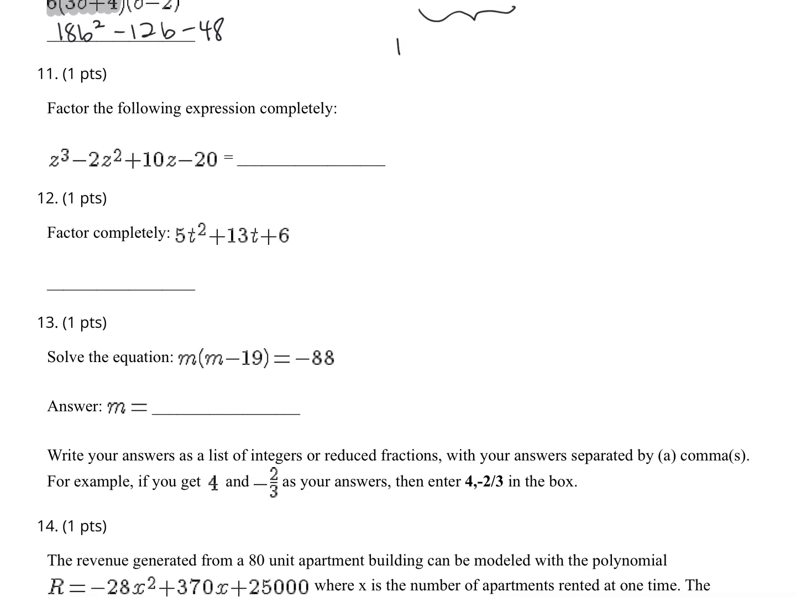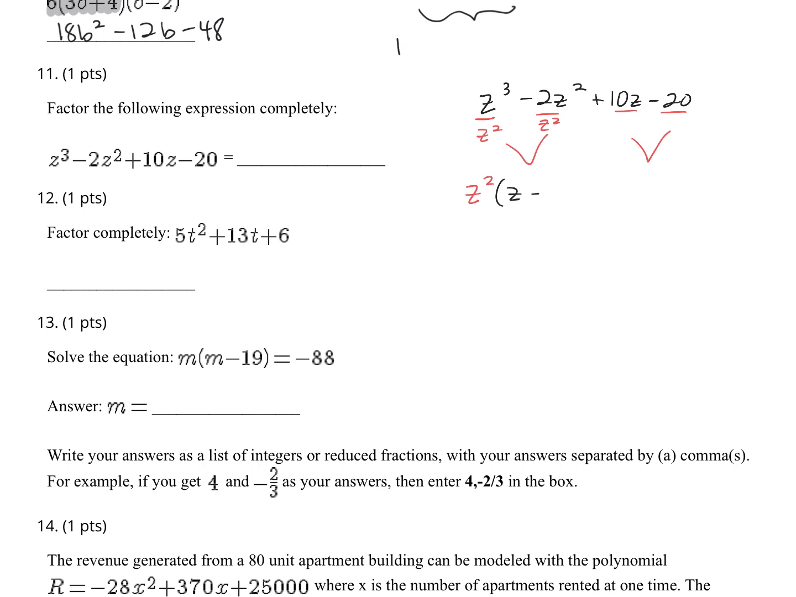All right, number 11, factor the following expression completely. So since we have 4 terms, I'm going to assume that we can probably do factor by grouping. That's a good guess if you have 4 terms. So you're looking for the common factor of the first pair and the common factor of the second pair. So the first pair has z squared in common. So I'm going to write that down outside and see what's left when I divide that out.